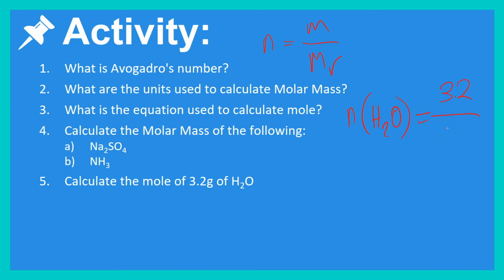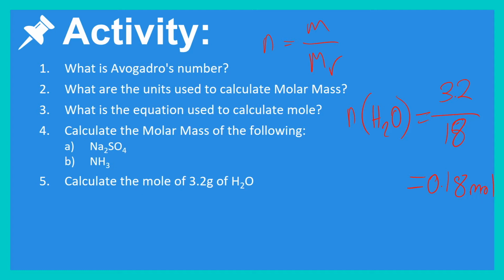Remember, oxygen's 16, and then each hydrogen is 1. So you've got 2 of them. So 16 plus 1 is 17, plus another 1 is 18. So we'll do 3.2 divided by 18. And that gives you 0.18, we'll round to 0.18 moles of water. So it's quite a small number there. Alrighty, so that's sort of it in terms of calculating things with moles.